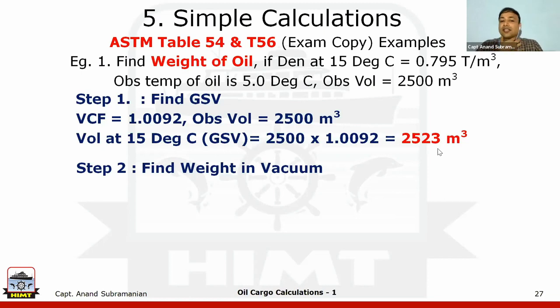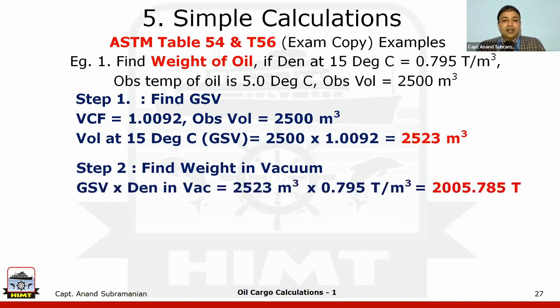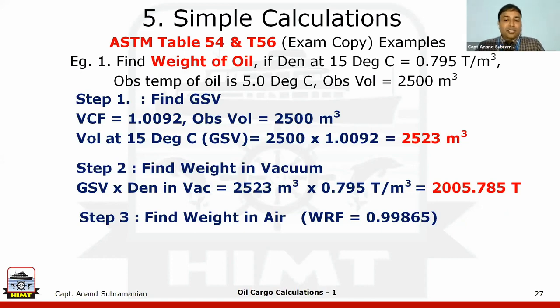The next step is to find the weight in vacuum. The weight in vacuum can be found in two methods. We will use both the methods and see how close they both are. First is getting the weight in vacuum: we multiply this GSV by the density in vacuum. Whatever value you get over here, multiplied by the density in vacuum, we get what is called a weight in vacuum. Can we use this weight in vacuum for our calculations directly for load indicators or for bill of lading figures? No, sir. No. So what we need is the weight in air.